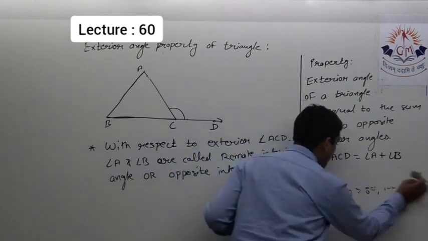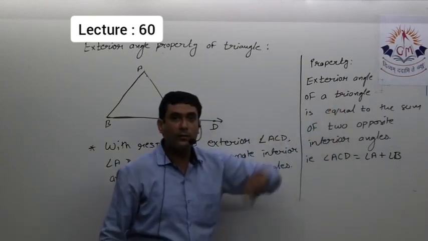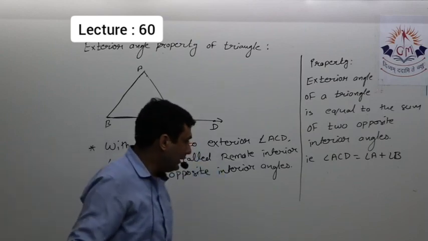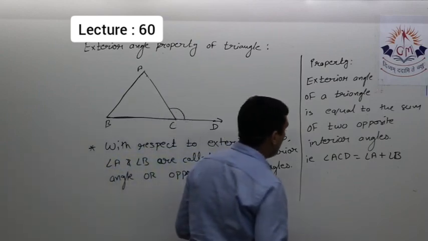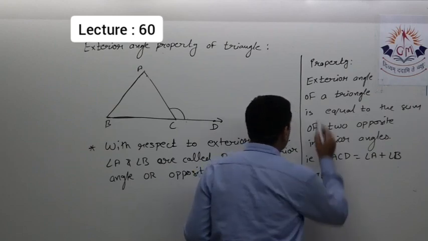So here I can say one more thing about this exterior angle: the exterior angle of a triangle is always greater than its opposite interior angle. So take this as a note, and then we'll see the proof.